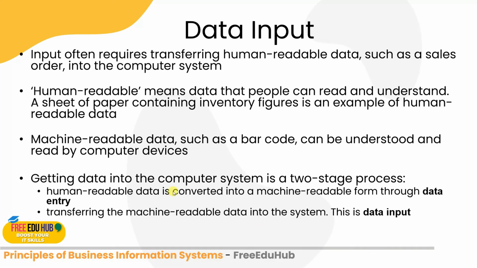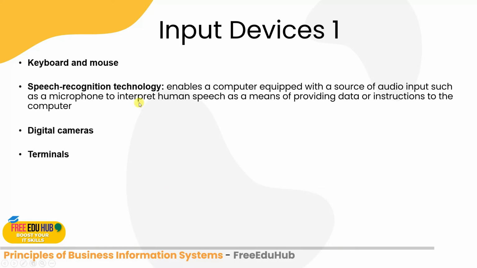Now, after that, we have data input devices. For example, we input data through the keyboard and mouse. We have speech recognition technology, which enables computer equipment with a source of audio input, such as a microphone, to interpret human speech as a means of providing data and instructions to the computer. You might have seen it in Google as well, or on iPhones and other Apple products. You can communicate with the devices by speech recognition technology. Even in the cars that we drive, we can give instructions by audio messages and it can perform as per the instructions of the user.